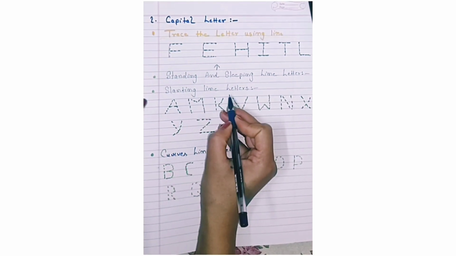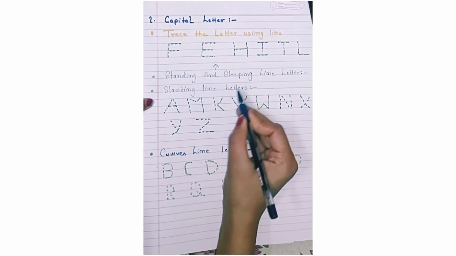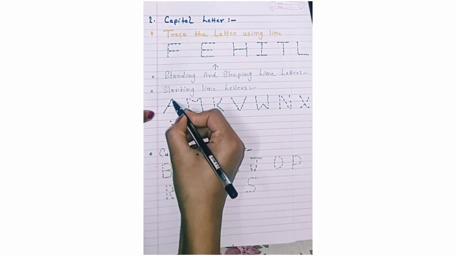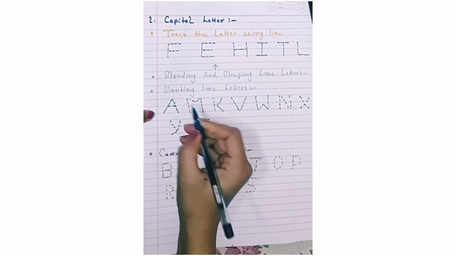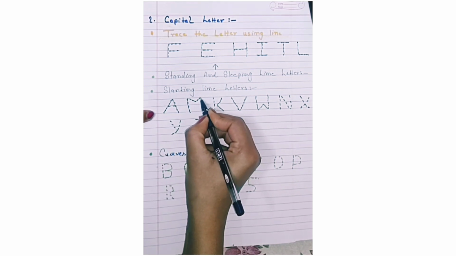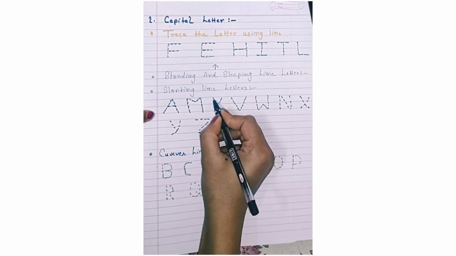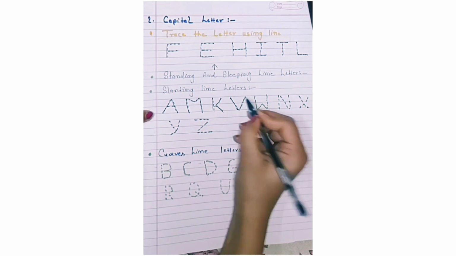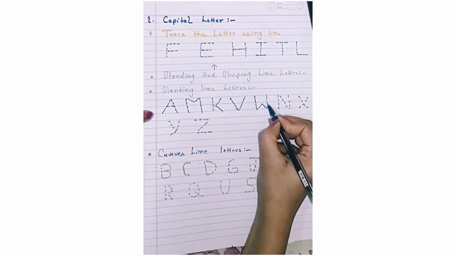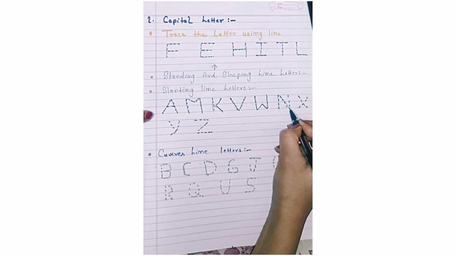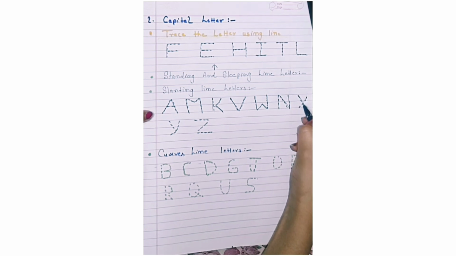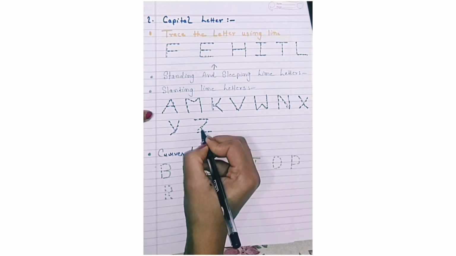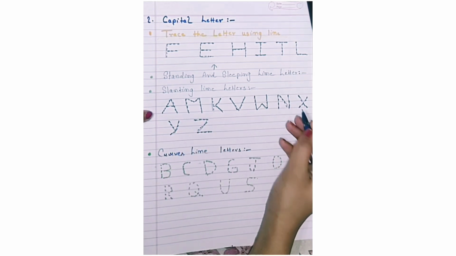Next is slanting line. The line which is not standing and sleeping called slanting line. Let's see with example. A is slanting line. M is also slanting line. Let's trace with line K. V. W. N. X. Y. Z. These are slanting line.